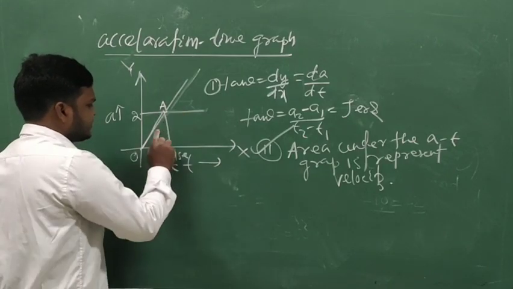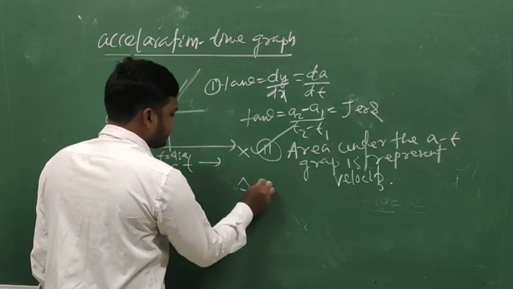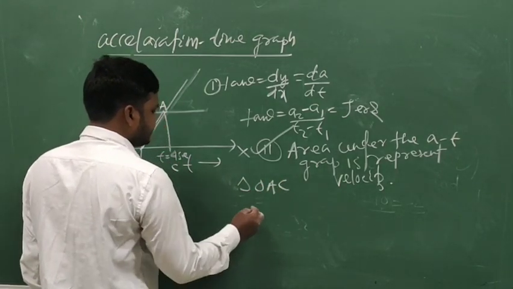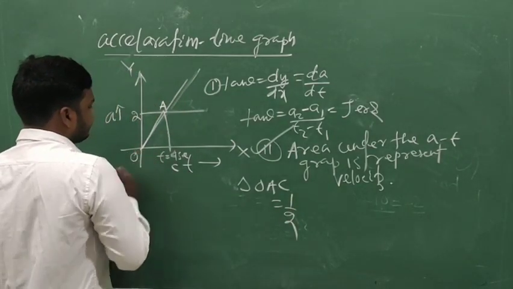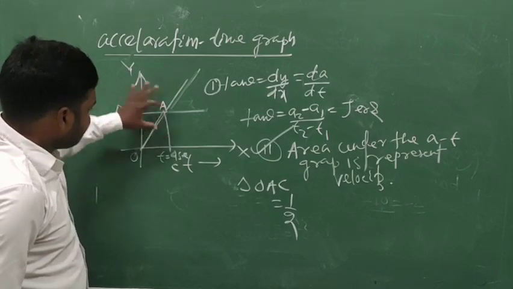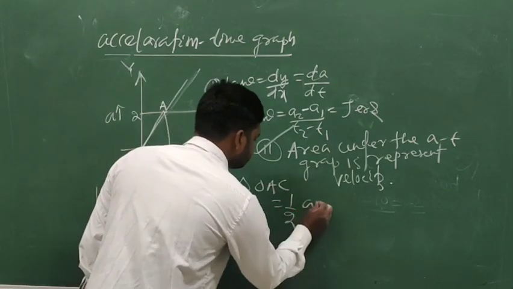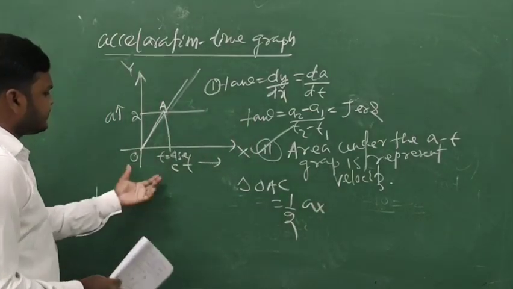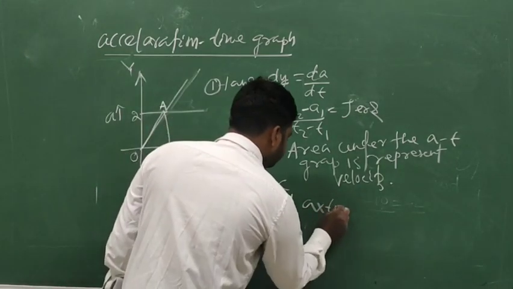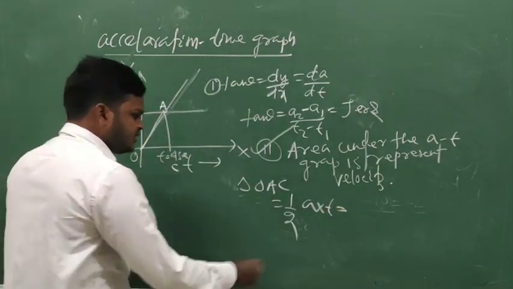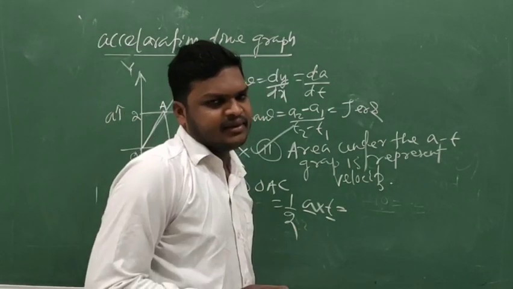So this triangle represents OAC. The area of the triangle OAC is equal to half into perpendicular, which is acceleration, into time. Clearly understood? So the area is acceleration into time.